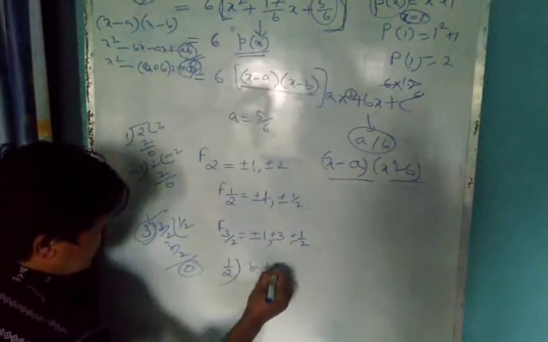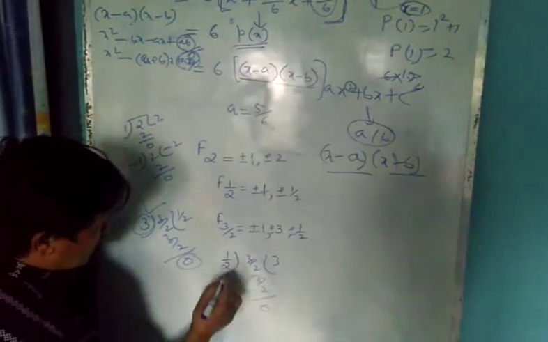3 by 2, half into 3 is 3 by 2. That means remainder is 0. Again half is also a factor.